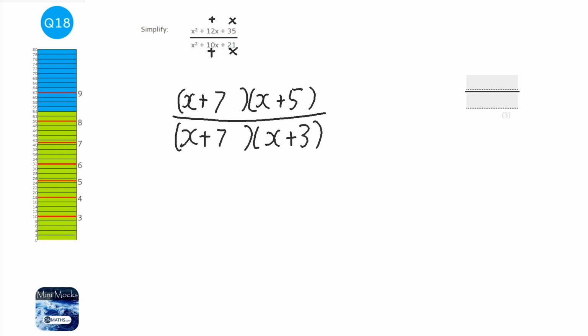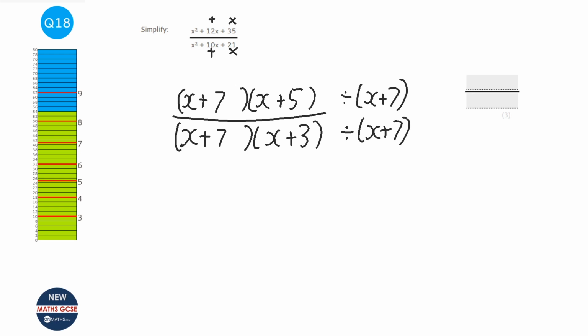And all you need to do is divide top and bottom by, let's do it top and bottom. So all I need to do is divide top and bottom by x plus 7. And what that does is just gets rid of that and gets rid of that. The fraction stayed the same, but now it's x plus 5 over x plus 3.